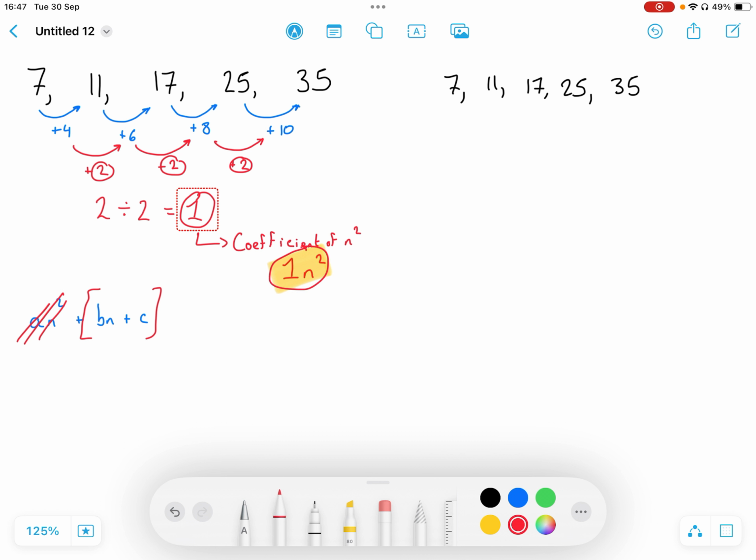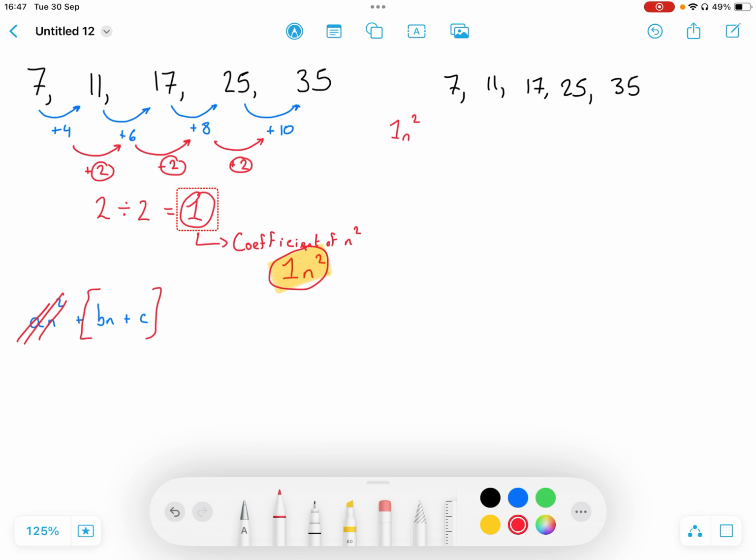I need to write out this sequence underneath so I can subtract, so I can cancel out. So I'm going to write out my 1n squared sequence. Well, remember when we're finding sequences from the nth term, we're just substituting in 1, then 2, then 3, then 4, then 5.